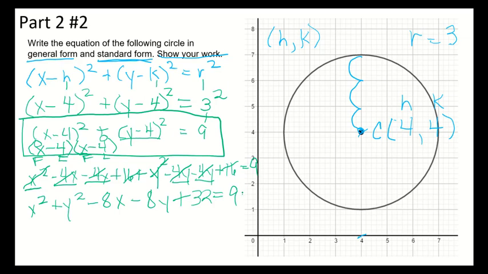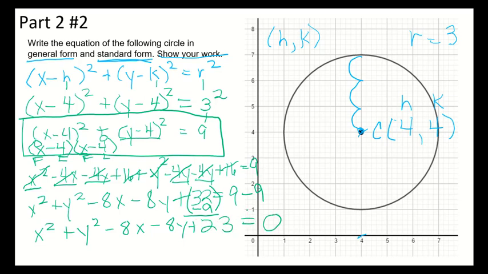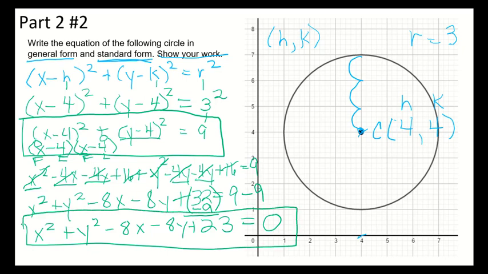We want 0 on the right, so the last step, subtract 9 from both sides, subtract 9 from the 32, like term. It's not going to combine with any of the terms that have variables in them. So everything's in order. I'm just going to repeat it down here, but I'm going to combine 32 and a negative 9. So 32 minus 9 is 23. Equals 0. This is general form. So there's a lot of work to show, and it gets kind of messy.